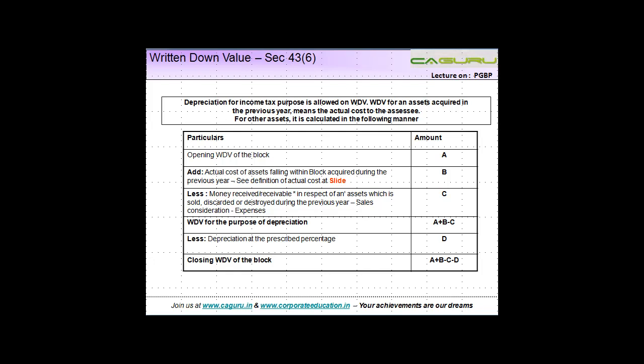Okay, let us understand the concept of written down value. And this is a very important concept insofar as depreciation is concerned. Depreciation for income tax purpose is allowed on written down value. Okay, so unlike a straight line method in which the depreciation is allowed on the original cost of the asset, we follow the written down value method for income tax purposes. So let us first understand what this written down value method is.